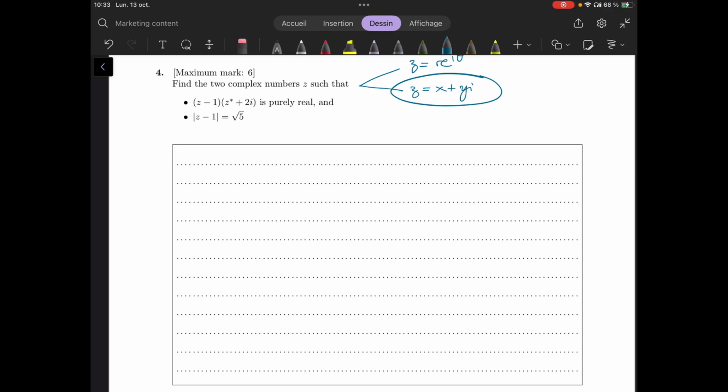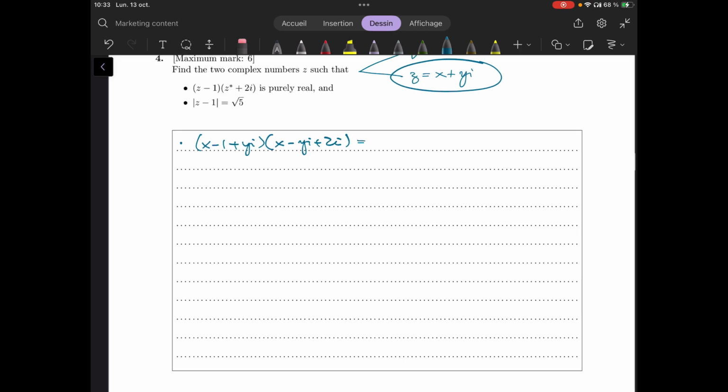So, first piece of information, we have x minus 1 plus yi times x minus yi plus 2i. We want to expand and simplify this. So first, I'm going to group the real parts together and the imaginary parts together. We know this number is purely real. This means that the imaginary part of this number is going to be 0.